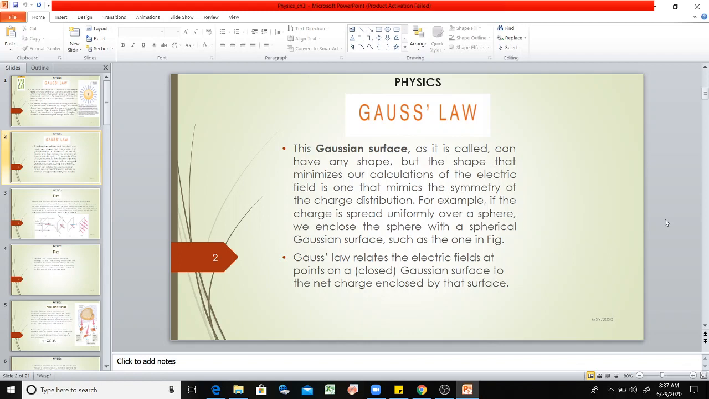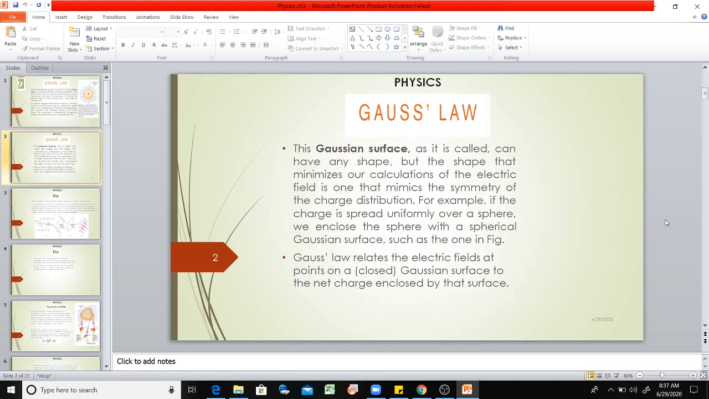The Gaussian surface can have any shape, but the shape that minimizes our calculations of the electric field is one that mimics the symmetry of the charge distribution. For example, if the charge is spread uniformly over a sphere, we enclose the sphere with a spherical Gaussian surface, such as the one in the figure, this one.